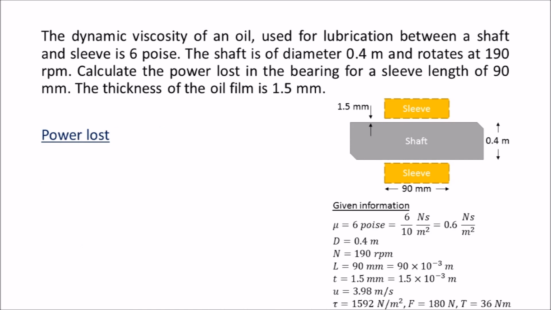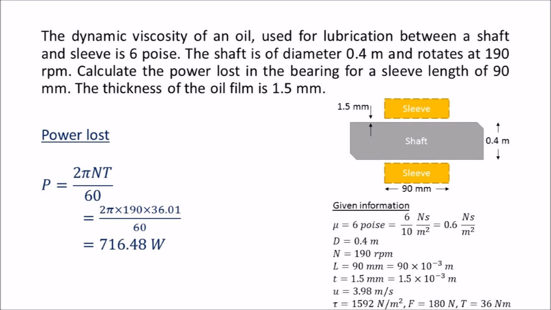So finally, we're ready to calculate the power lost. The equation for power is 2 pi N T, again divided by a factor of 60 to convert the minutes in RPM to seconds. We substitute and solve, and get a value of 716 watts, which is the final answer for this problem.